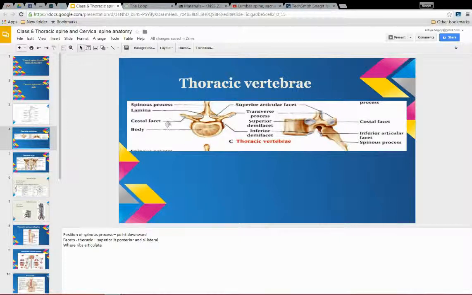So again, from the top, the difference here is that the superior articular facets in the thoracic point posterior and slightly laterally. So again, we'll see the difference in the movements that are allowed in the thoracic spine. The other difference when you look at the side view is that you have these 2 extra facets. These are for the ribs.